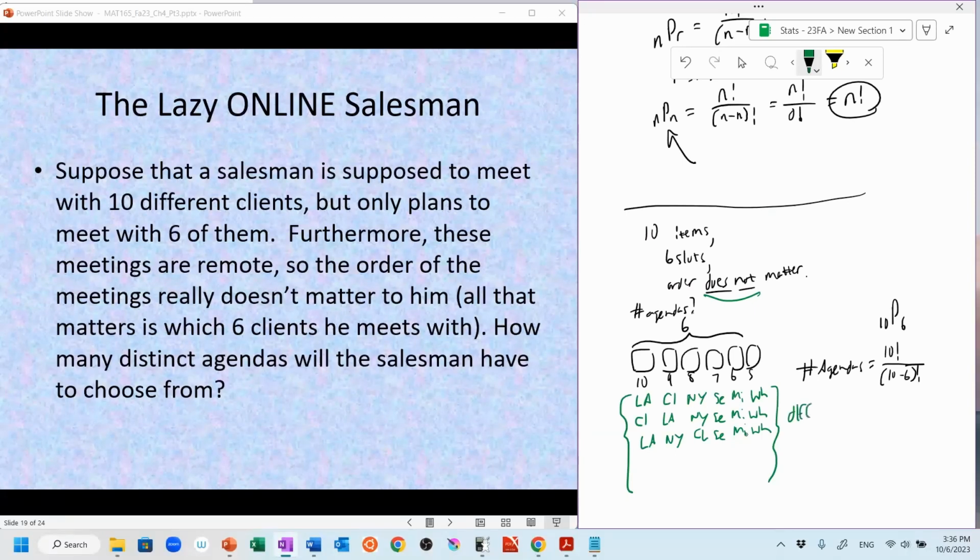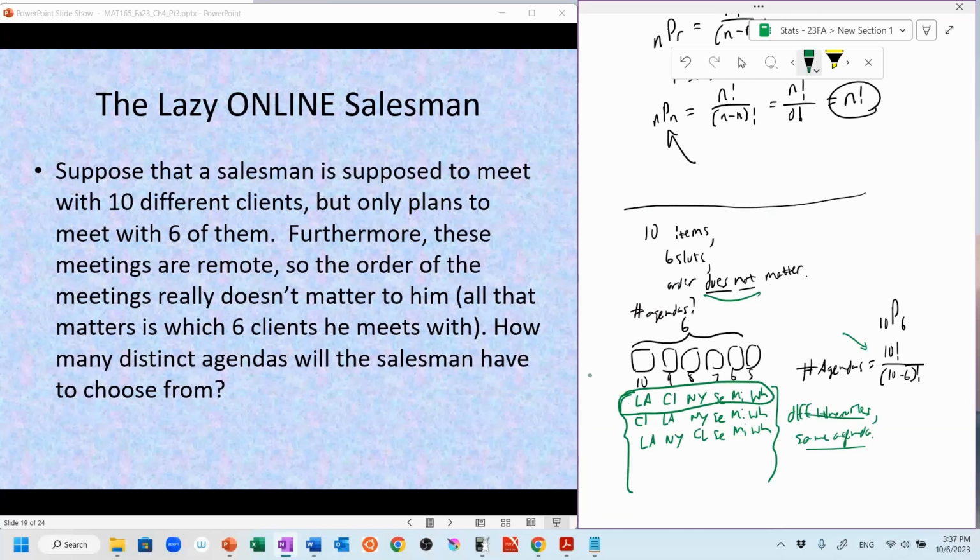So these are different itineraries, but these ought to be the same agenda. In other words, when I counted up here, 10 factorial over 10 minus 6 factorial, I've overcounted. By how much have I overcounted? I would like to find out and then correct for that. I've overcounted by a factor of the number of different itineraries that I want to wrap under the same agenda. If I look at an itinerary, I have 6 cities put into 6 slots. How many permutations of 6 cities into 6 slots are there that I want to count as the same agenda?